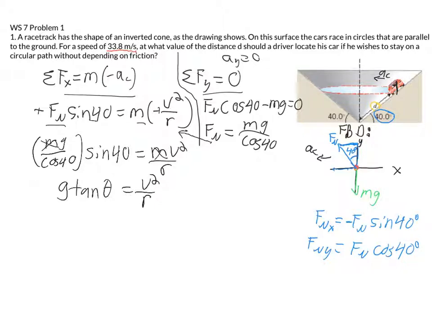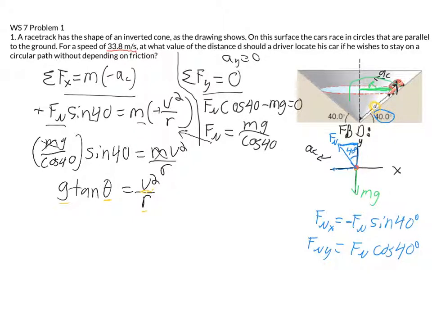But again, we're asked to find this distance d. Wait a second. I don't have d anywhere in my equation. What is going on? Well, what do I have? I know v, that's given to me. I know theta, that's given to me, and I know what g is. So the one thing in this equation I don't know is r. Where is r? I haven't even labeled it on my picture. Oh man, let's go over here. This distance right here is r.